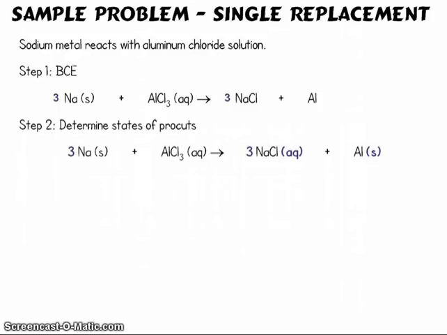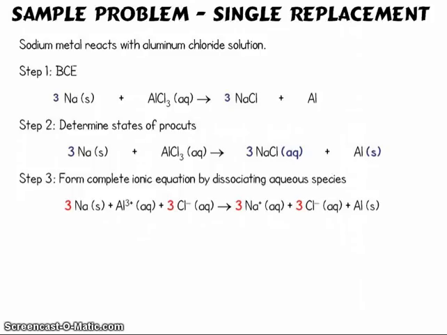And now we need to determine states. All halides are soluble except silver, lead 2, and mercury 1. Sodium is not one of those, so it is aqueous. And aluminum metal is solid. All metals are solid at room temperature except mercury. We're going to form the complete ionic equation by separating species out. Notice they keep their charges, and any subscripts become coefficients on the individual ions. Like AlCl3 generates 1 Al3 plus and 3 Cl minuses.